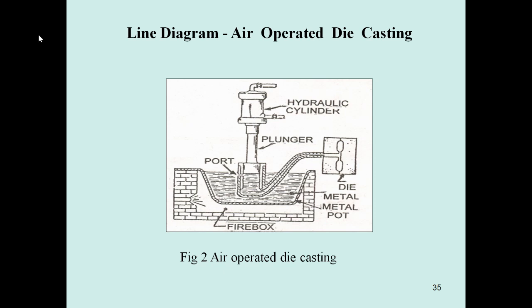If you observe the figure here, you will see the furnace, metal pot, metal, die, a plunger, hydraulic cylinder, port. So all these are the parts of an air operated die casting machine.